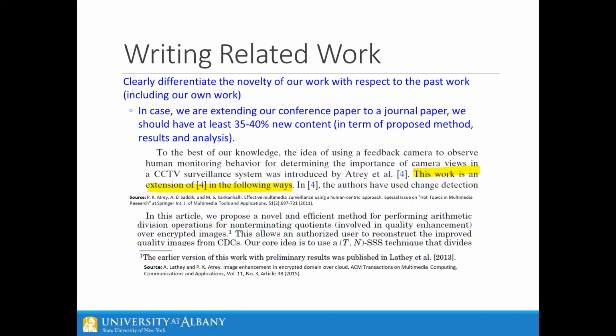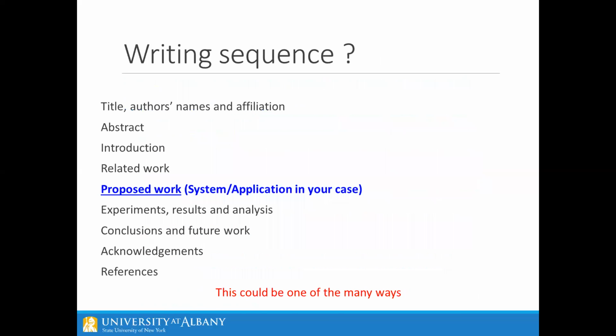In the previous work, we are saying that was the earlier version, and in that version we had only preliminary results. So that means this work is more comprehensive. Okay, so this is another example of that. The rule is that we should not copy even a single sentence from our past work. Rather, we should rewrite it. Otherwise, it will be considered self-plagiarism. Okay, so that is the usual practice.